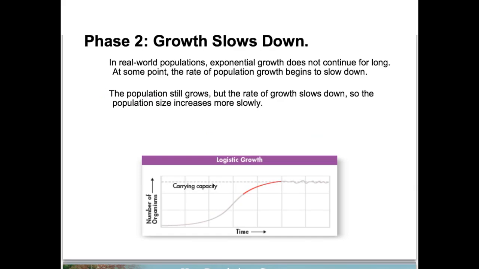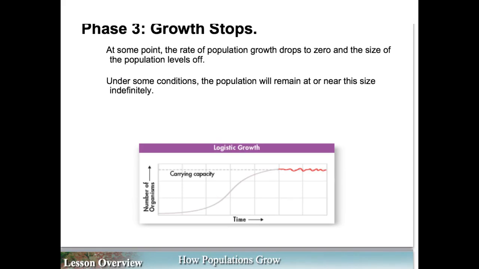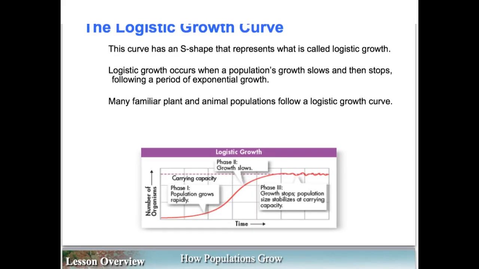In the real world, exponential growth does not continue for long for populations. At some point, the rate of population growth begins to slow down. The population still grows, but the rate of growth is slowed down, so the population increases less quickly. At some point, the rate of the population growth actually drops to zero, and the size of the population levels off. Under some conditions, the population will remain at or near this size indefinitely.